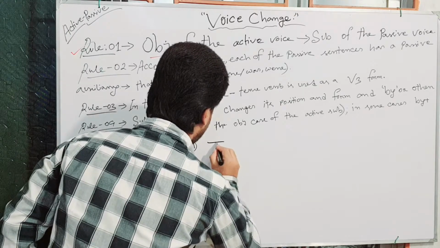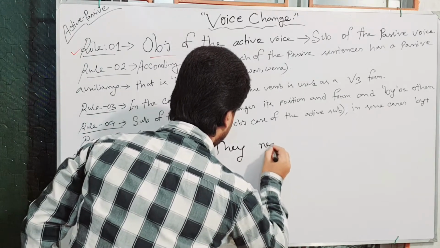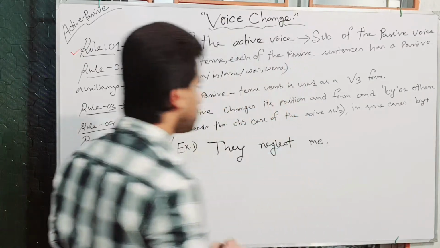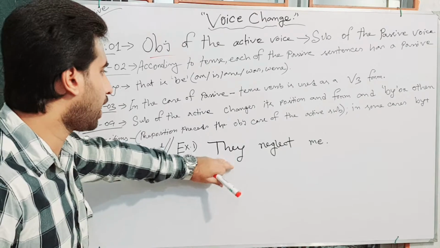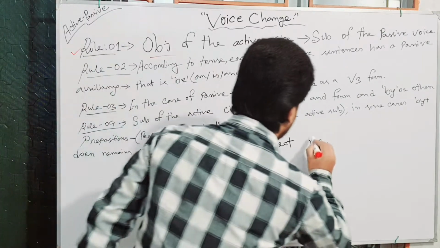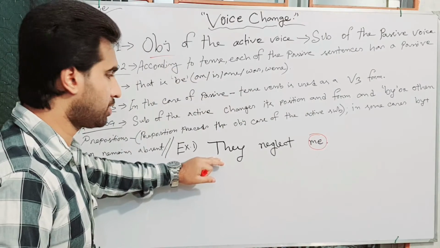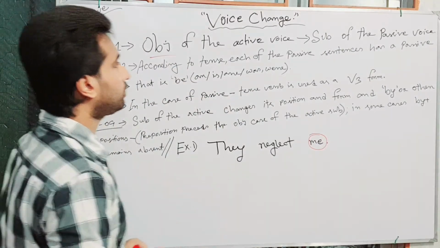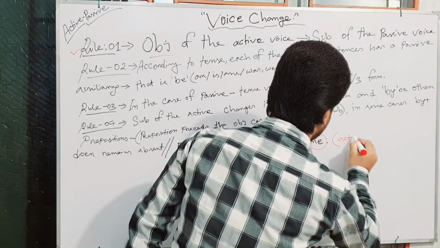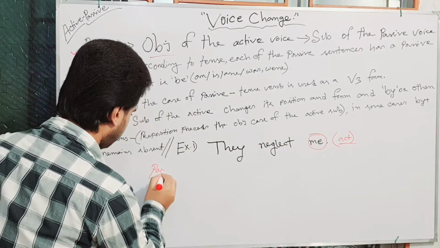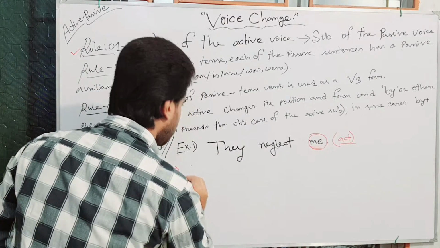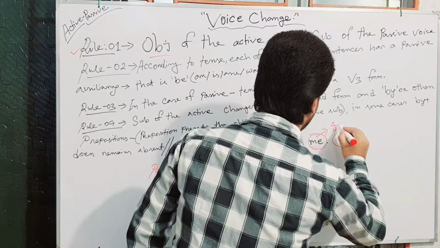Here is an example. They neglect me. This is the sentence. First of all, the object of the active voice. Here, me is the object of the active voice because this is an active sentence. It will be the subject in the case of passive. In passive, it will be the subjective form or nominative case. So, me is I.